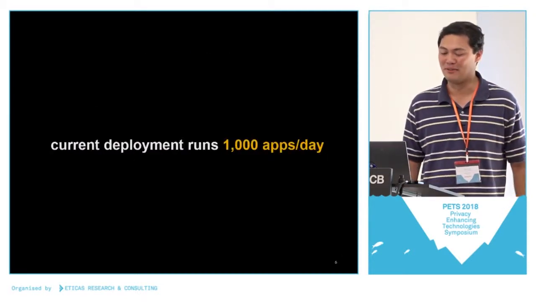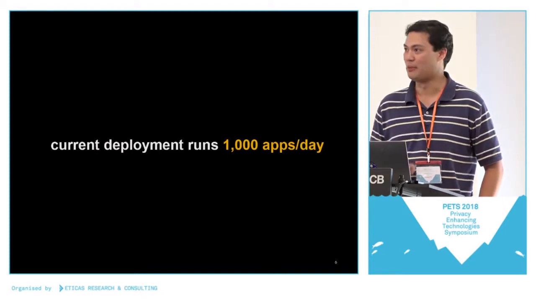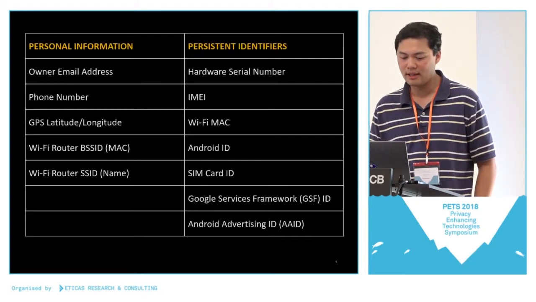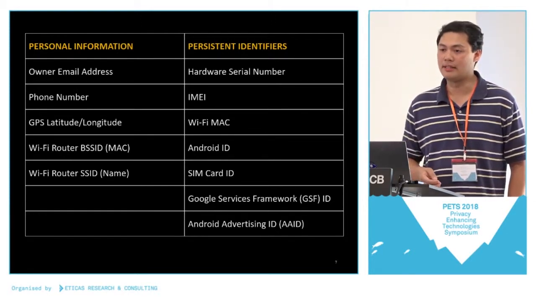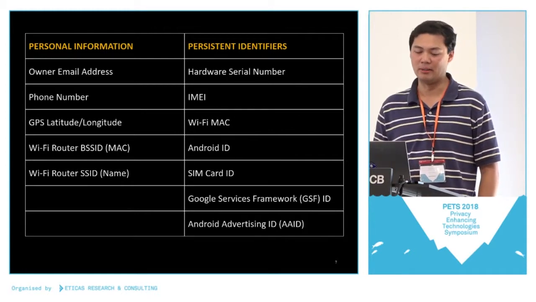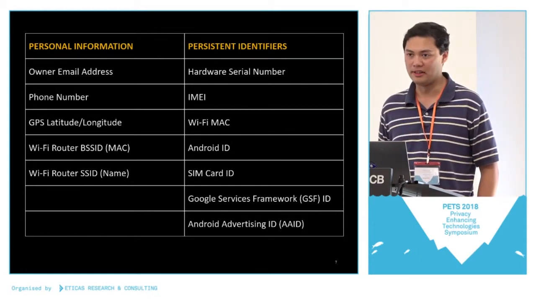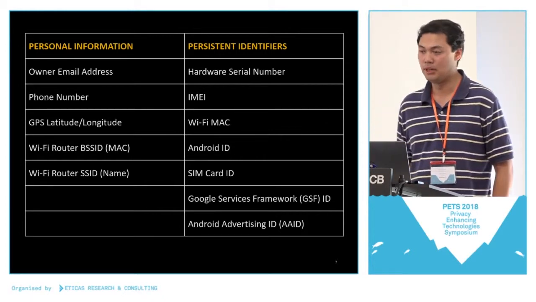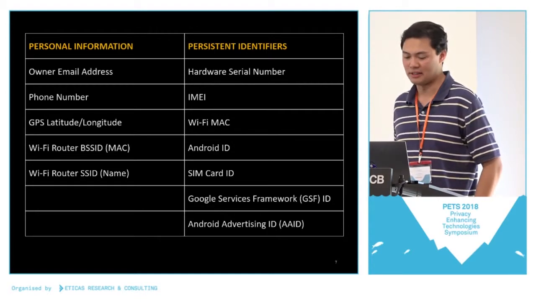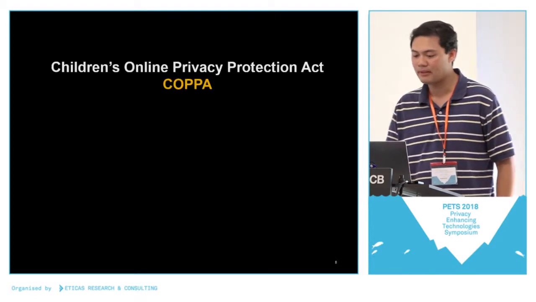So we packaged up this environment and deployed it onto a cluster of physical smartphones that we run 24/7, just constantly churning through apps. This environment lets us see how apps access and share all sorts of information available on the device, from personal information, like the owner's name or geolocation, to a whole range of persistent identifiers on the device, like its IMEI or hardware ID.